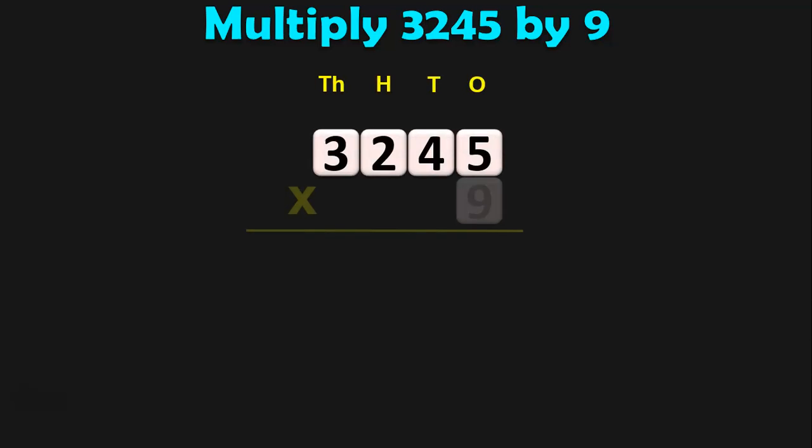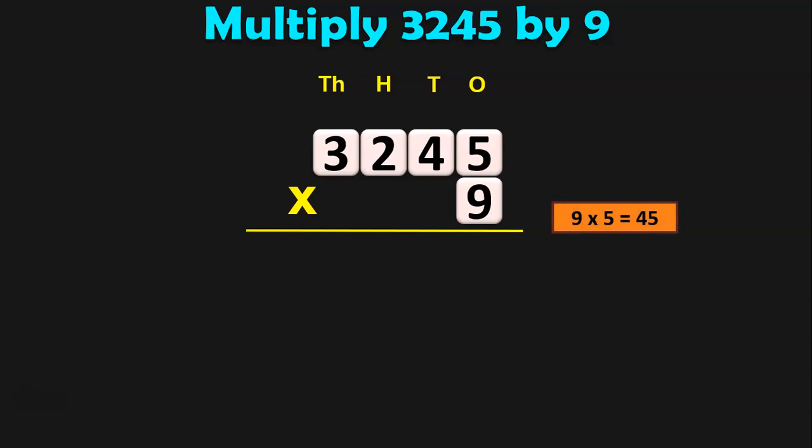Let us do another sum. Multiply 3,245 by 9. Write down the 4-digit number and the single-digit number by which you are going to multiply and begin the multiplication from the ones place. 9 into 5 is 45. So you have 45 ones. How will you regroup this? 4 tens plus 5 ones. So retain the 5 ones in the ones place and take the 4 tens as a carry over to the tens place.